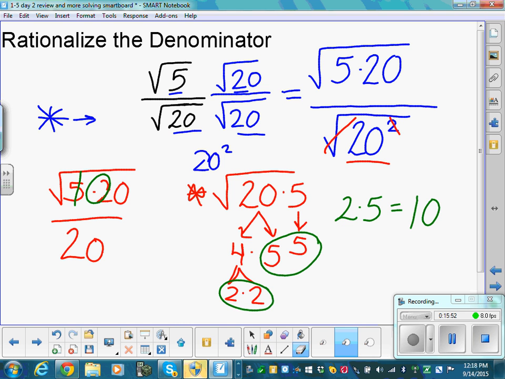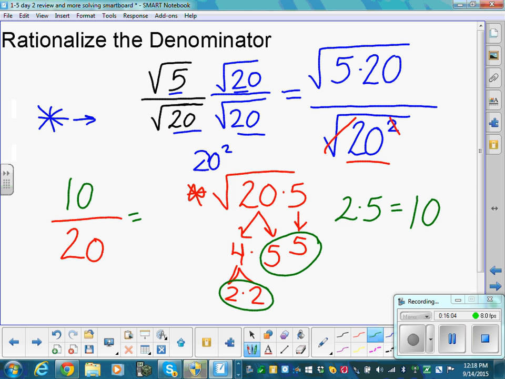So I'm going to erase that so I can write it pretty. So on top, we found that the square root of 5 times 20 is actually 10 because we simplified it. So now 10 over 20, if we were to type that into our calculator, we would get 1/2. You'd get the decimal, but then you change it back to a fraction. Or you can just say they both divide by 10. So this becomes a 1, this becomes a 2. So 1/2 would be our final answer.